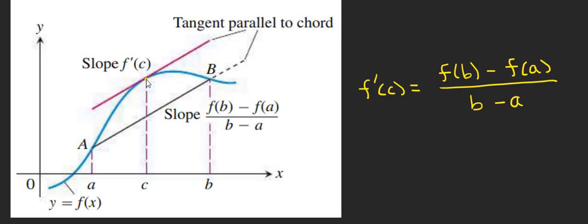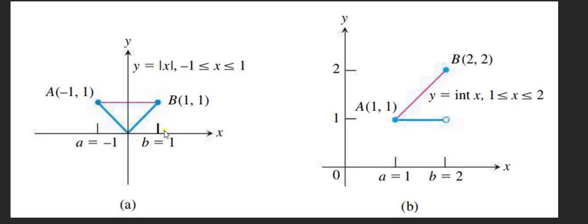Now we only have one C here, but the theorem says there could be at least one C, which means there could be more than one, depending on the graph. Now here are two cases where the mean value theorem cannot be applied. Over here, look at from A to B. It is continuous. However, it's not differentiable from A to B. It's not differentiable when x equals 0 here. It's a sharp turn. So you cannot apply the mean value theorem.